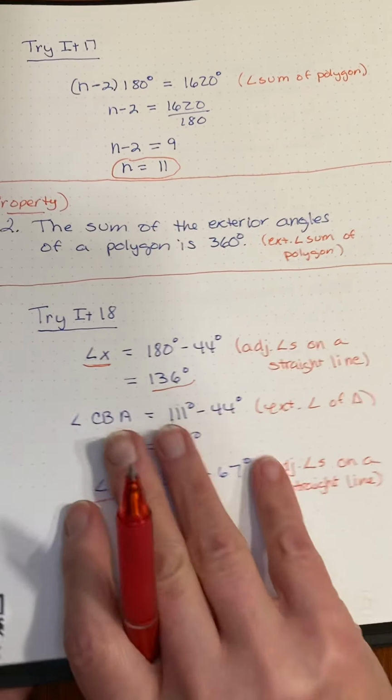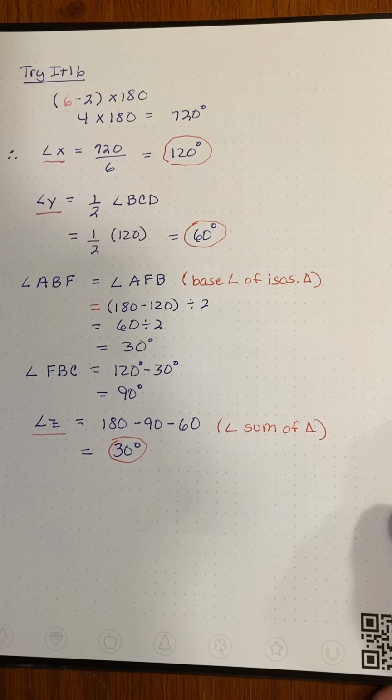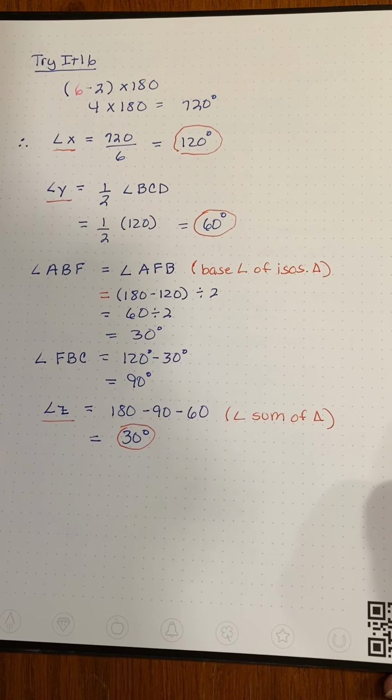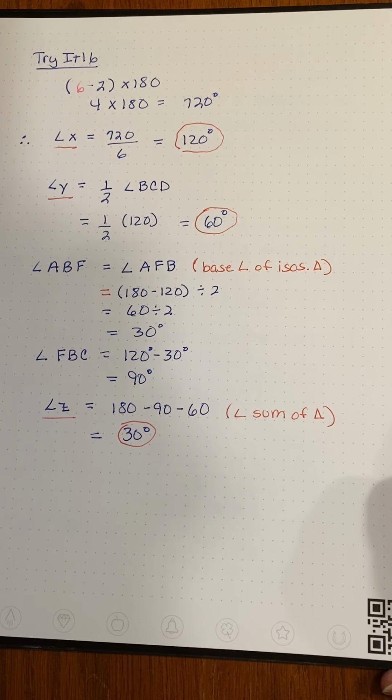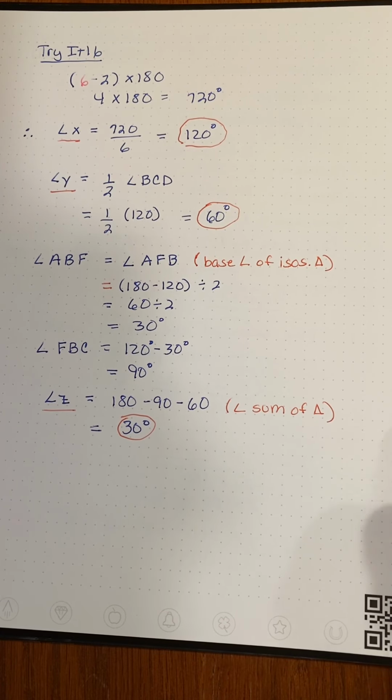Okay, moving on to the next page, Try 16. You actually see more in the middle of the page. So in that particular figure, it says A, B, C, D, E, F is a regular hexagon. That means all the sides are equal and all the angles are equal. That's what the term regular means. So it asks us to find the measures of angle X, angle Y, and angle Z.